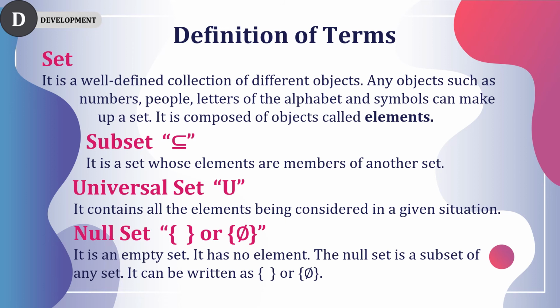Null set. It is an empty set. It has no element. The null set is a subset of any set. It can be written as an open brace, space, close brace, or an open brace, slashed 0, close brace.